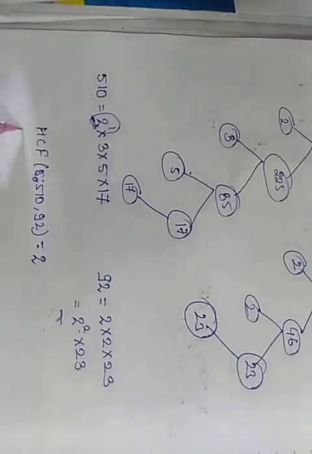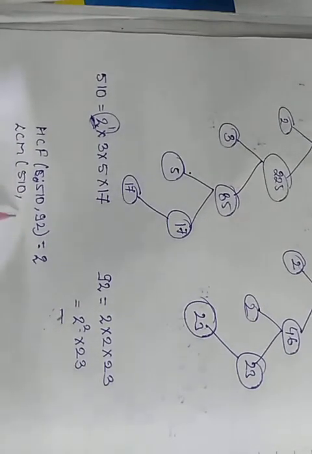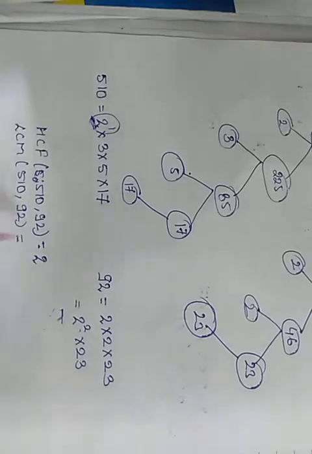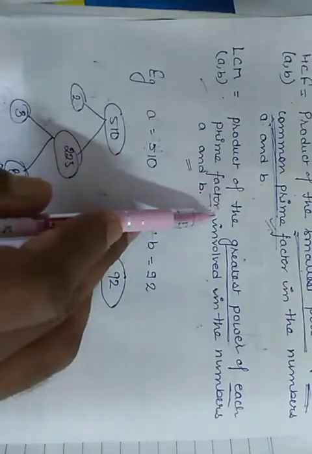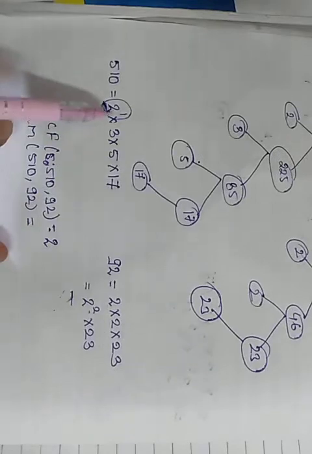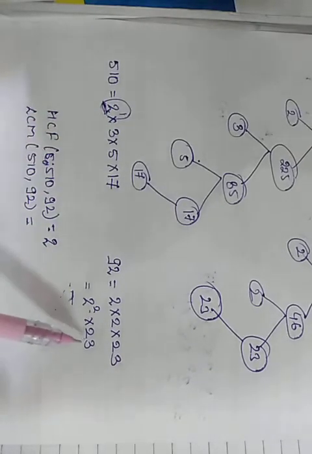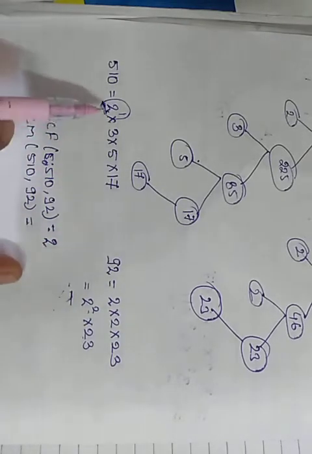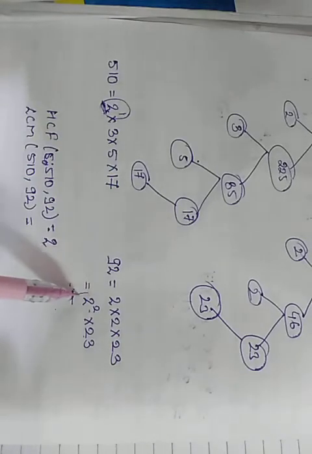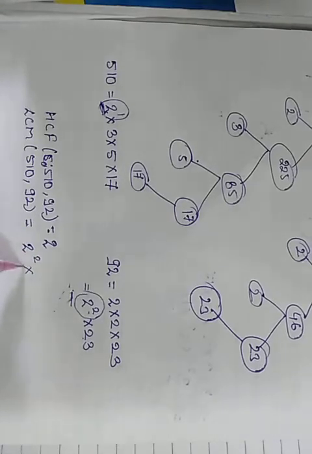For the LCM of these same two numbers, 510 and 92, we take each prime factor with the greatest power. So here the factors are 2, 3, 5, 17 and 23. And the greatest power: among 2, the greatest power is 2 raised to 2. So this is 2 raised to 2.